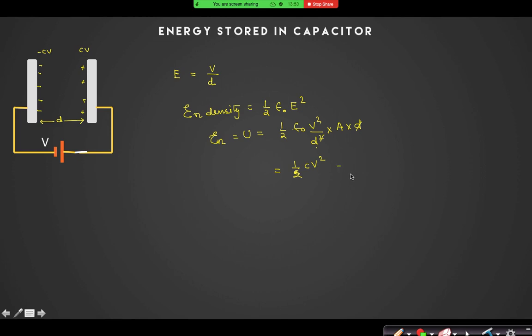Also, you can write it as Q square by 2C. Why? Because Q equals CV. If you multiply and divide by C, the numerator will be C square V square, which I can replace by Q square divided by 2C. So which equation to use when? When the voltage remains constant in the circuit, better to use the first expression, half CV square. And when the charge remains constant in the circuit, and the voltage can change, you use the Q square by 2C concept. Okay, so this is the energy stored in the capacitor.